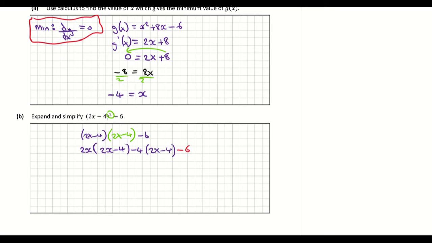So 2x by 2x becomes 4x squared. 2x by minus 4 is minus 8x. Minus 4 then multiplied into the second bracket will give me minus 8x, and a minus by minus gives me a plus 16, and don't forget the minus 6. Tidying it up then, I have 4x squared, minus 8x minus 8x gives me minus 16x, and the plus 16 take away 6 is giving me positive 10.